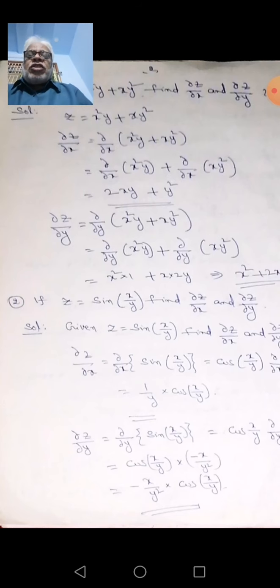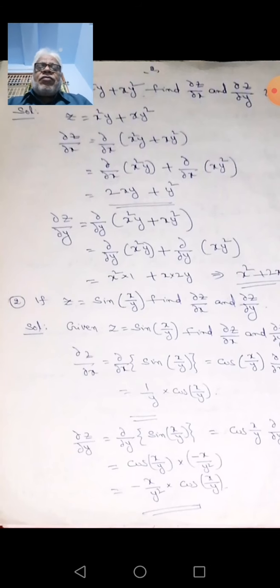So finally, dou z by dou x is dou by dou x of x square y plus xy square, which is equal to dou by dou x of x square y plus dou by dou x of xy square. X square y gives 2xy, plus dou by dou x of xy square, that is y square. That is dou z by dou x.